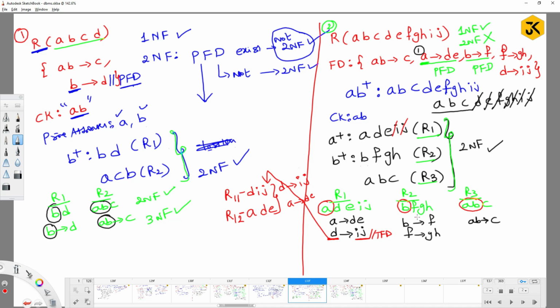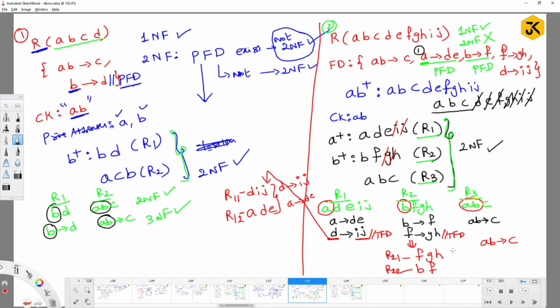Now what about R2? R2 contains a transitive functional dependency, F determines GH. So you have to split this table again into R21 and R22. That depends on the way we are splitting. So what might be R21? FGH. If you remove G and H, for R22 you will get BF. And anyway, for R3 you are going to have AB determines C. Now is it in 3NF?